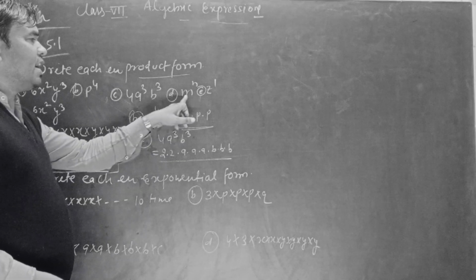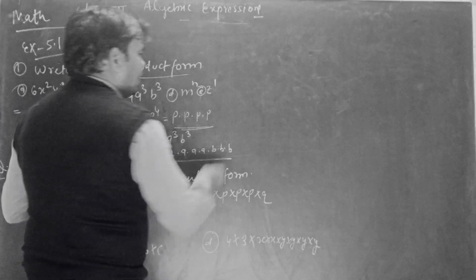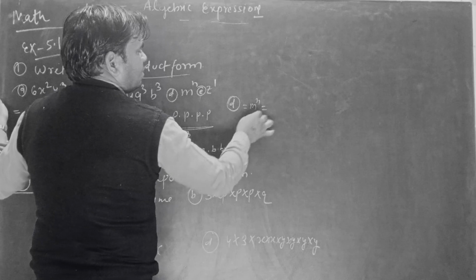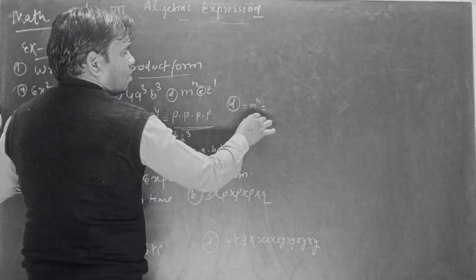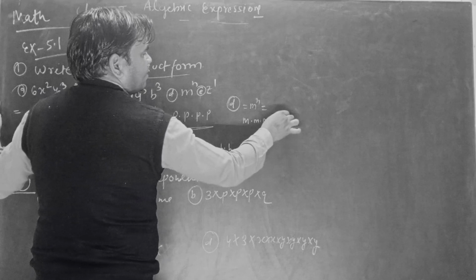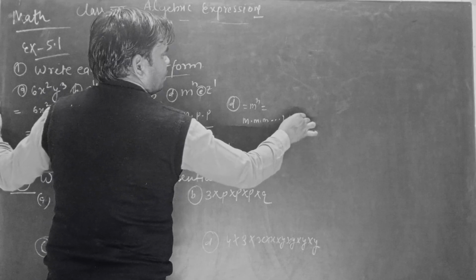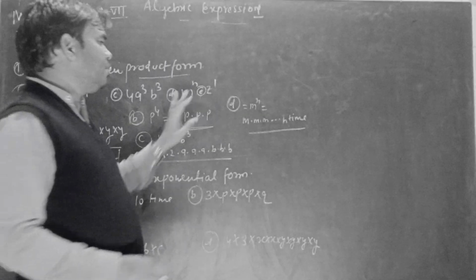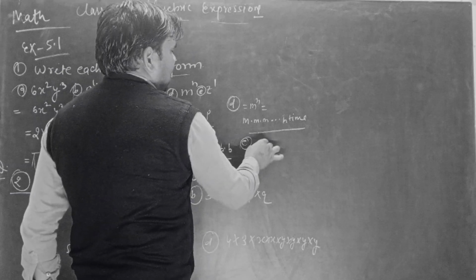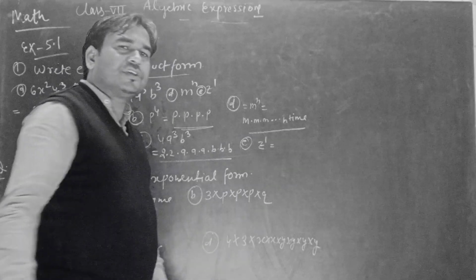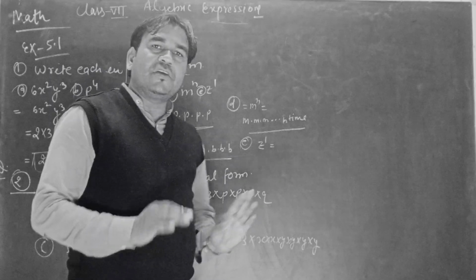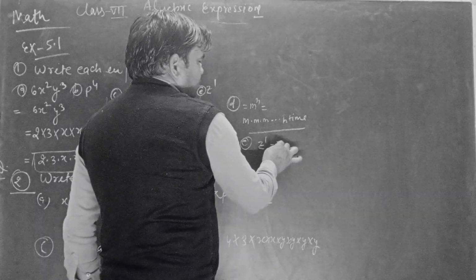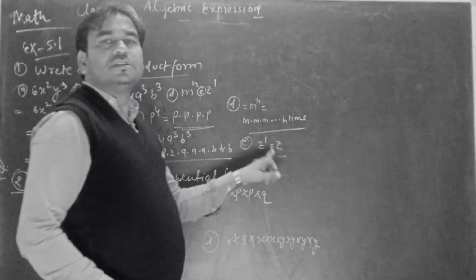Let us see the D part, m power n. So here we write m dot m dot m, and so on, n times. We can write it the same way. Now this is the E part. Here E part is z to power 1. It means any variable with power 1 is equal to itself, so we can write this as z.